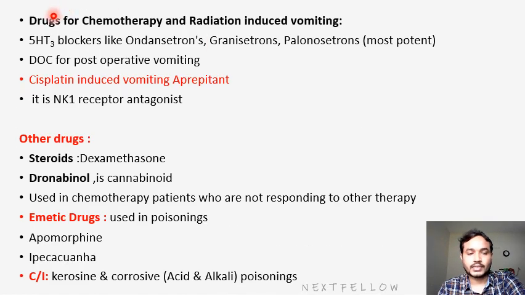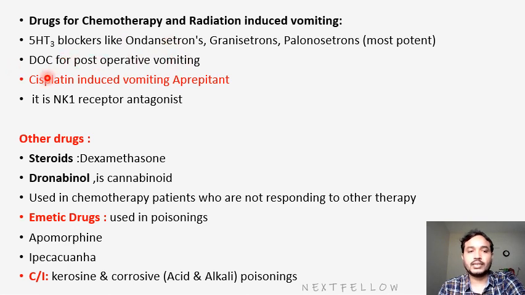Next is drugs for chemotherapy and radiation induced vomiting. Those are 5-HT3 blockers like ondansetron, granisetron, palonosetron. Among these three, palonosetron is the most potent. The most commonly used will be ondansetron. These are the drugs of choice for post-operative vomiting also.